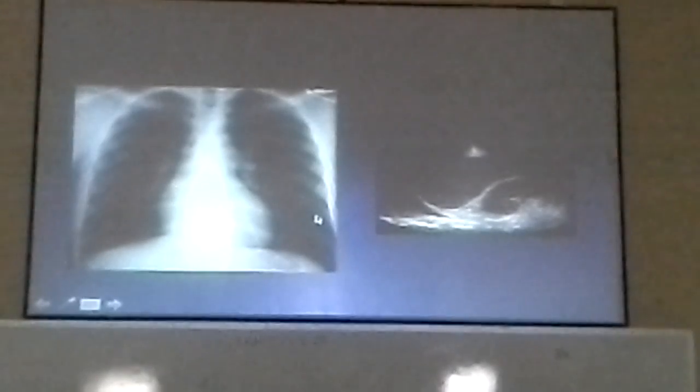Pleural effusion, the most frequently seen abnormality in the hospital. We see a lot of patients with pleural effusion. Okay, if you see blunting of the CT angle, and if you do ultrasound and you see this kind of picture, this is highly suggestive of pleural effusion.